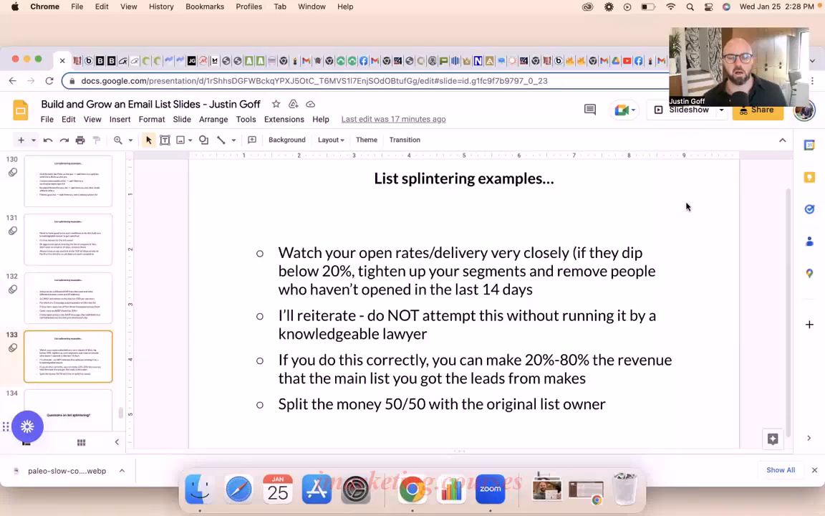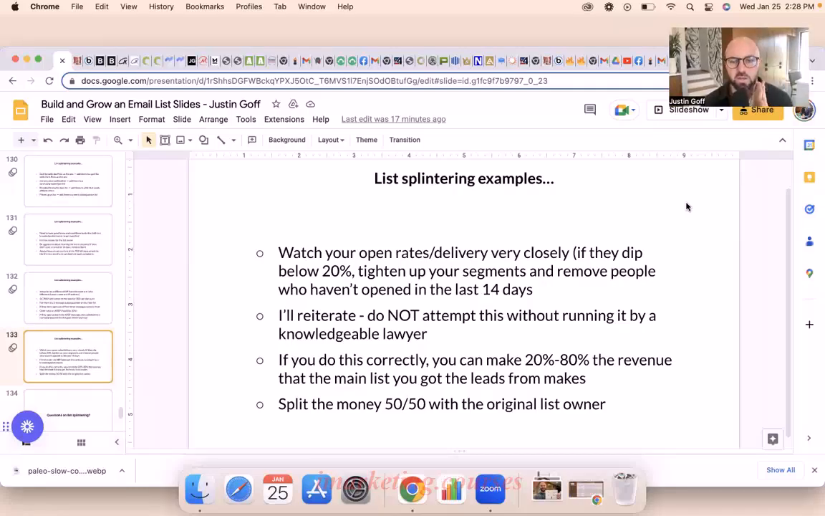So a couple of things I would recommend here. Watch your open rates and deliverability super, super closely. If they dip below 20%, you need to really tighten up your segments and remove people who haven't opened recently. I'll reiterate this. Do not attempt this without talking to a lawyer who knows what he's talking about.